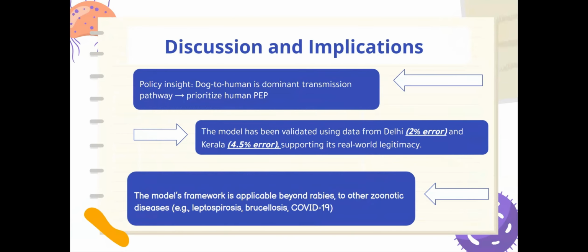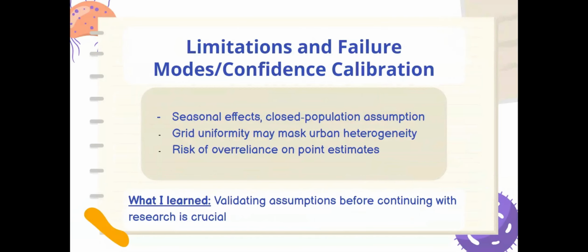The model has also been verified using real world data, and the main thing is that the model's framework is applicable to other diseases beyond rabies with animal vectors. The limitation of this model is that we're assuming a closed population. We're not assuming that seasonal effects will be at play and that the population will fluctuate. The model uses a square grid, which is not the real shape and geography of the different regions. And we have a risk of overlaps on point estimates because we're only looking at the number of rabies deaths to validate the model here.